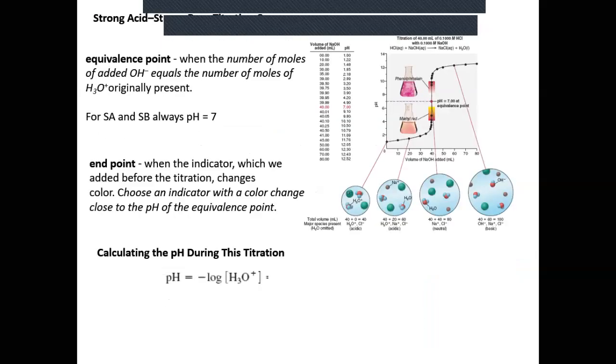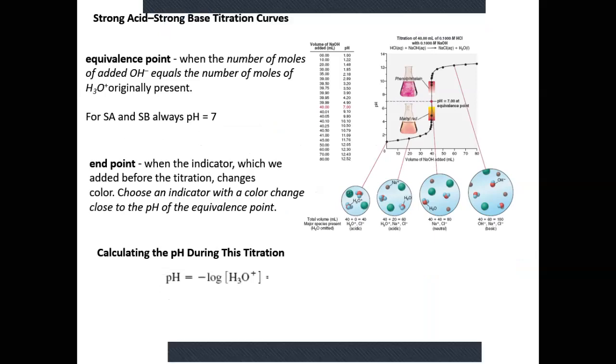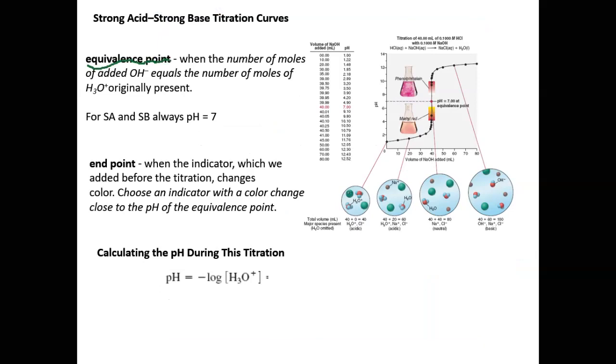And so the first type of titration is a strong acid, strong base titration. So you titrate a strong acid with a strong base, or you titrate a strong base with a strong acid. And so the equivalence point, again, is where the moles of acid and base are equal. So we're talking about moles here. And for a strong acid, strong base, the pH is always 7. Again, as I said, the endpoint is where the indicator changes color.